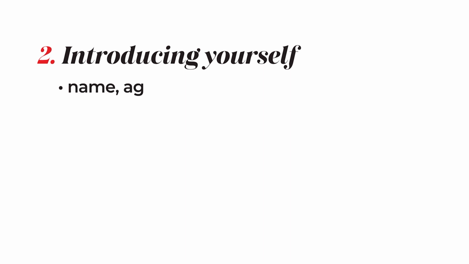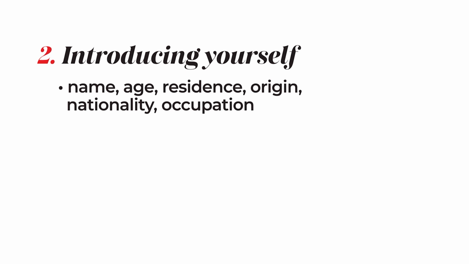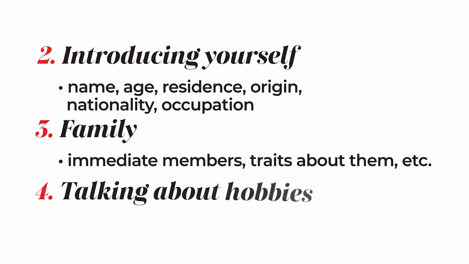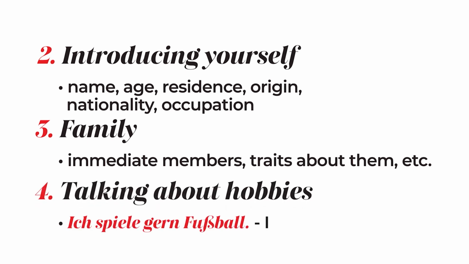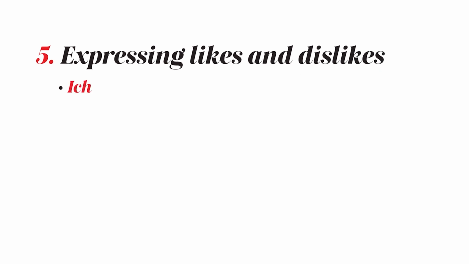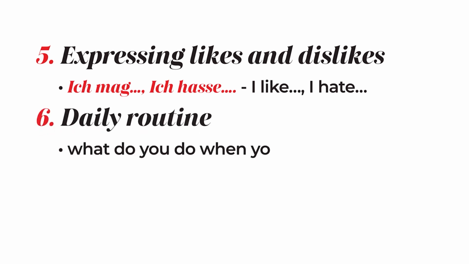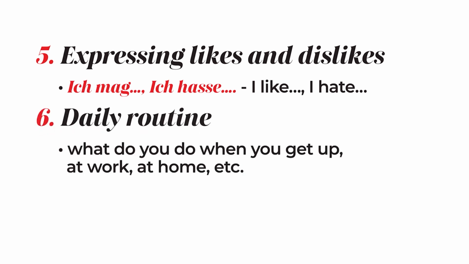Introducing yourself. You need to know your name, age, residence, origin, nationality, and occupation at this level. Family, specifically your immediate family members and traits about them. Talking about hobbies. Ich spiele gern Fußball. I like to play soccer. Expressing likes and dislikes. Ich mag, ich hasse, I like, or I hate. Daily routine. What do you do when you get up, at work, at home, etc.